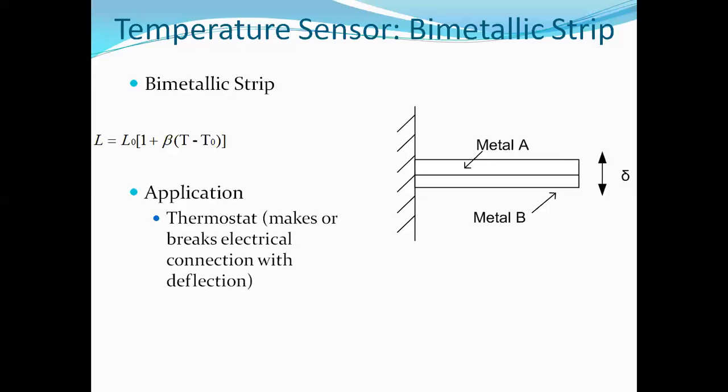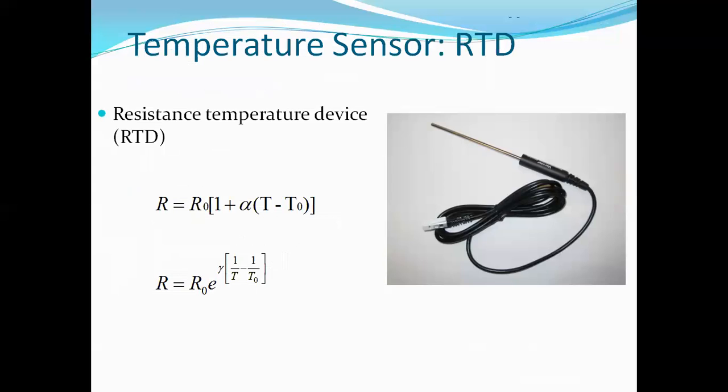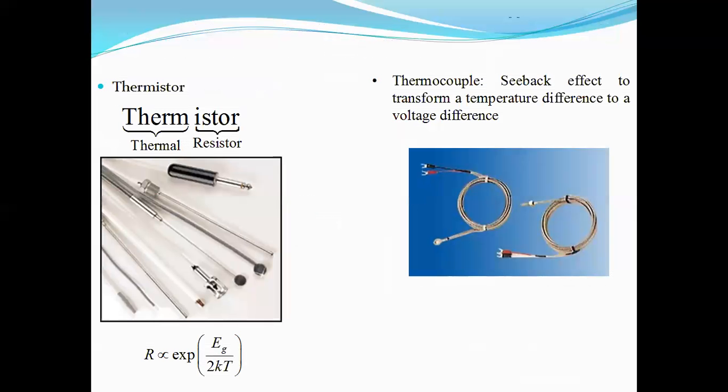And here is the formula, that is L is equal to L naught of 1 plus beta of T minus T naught, the measured temperature minus the reference temperature. So the temperature sensors look like this. The next type of temperature sensor is the RTD, resistance temperature device, and a similar formulation applies to the results obtained from its operation.